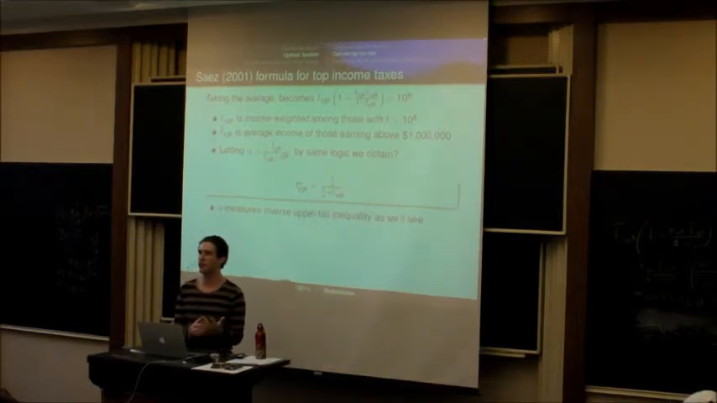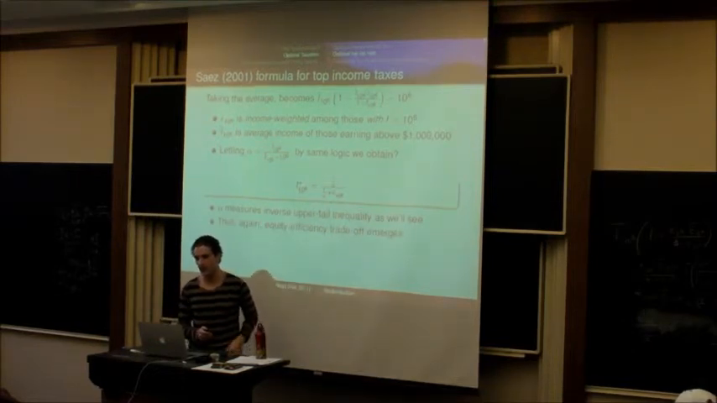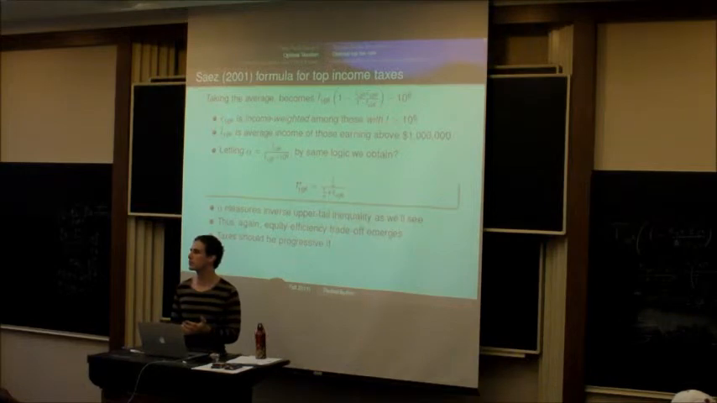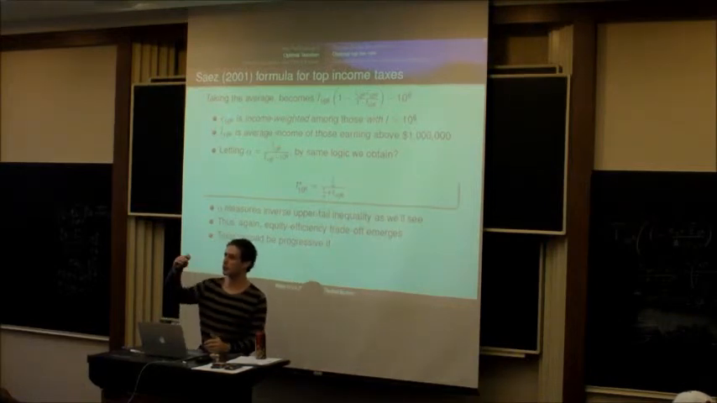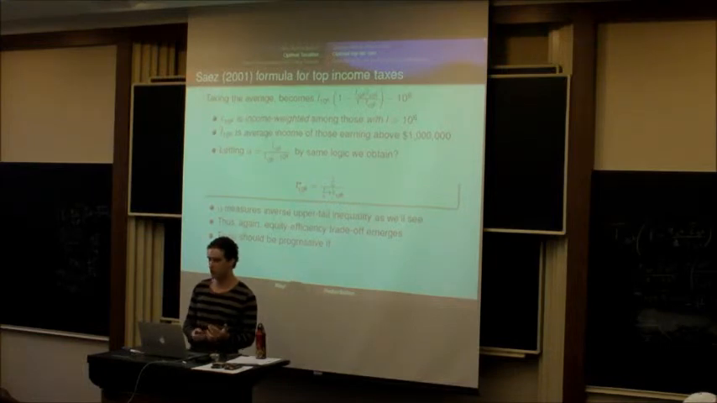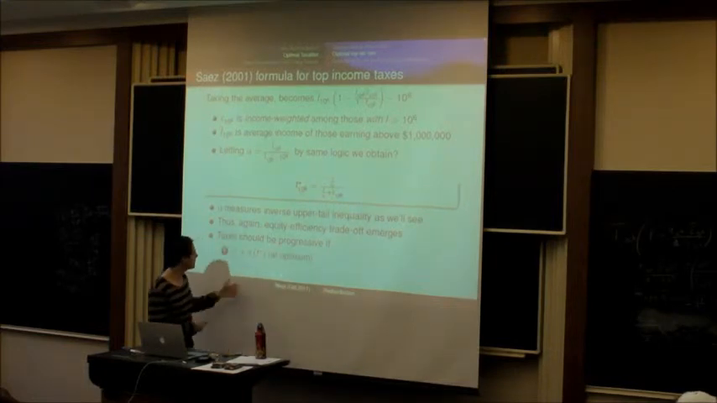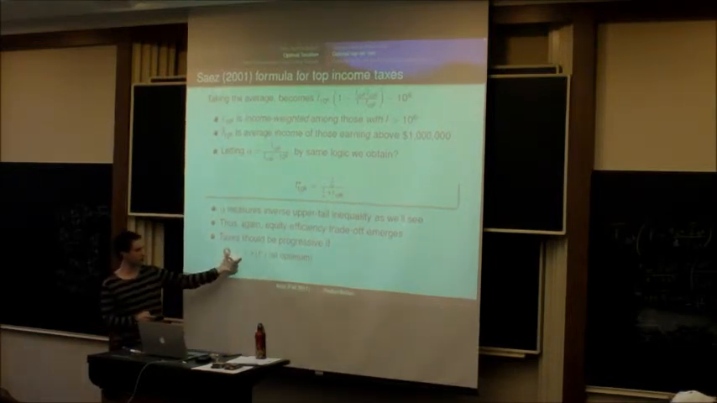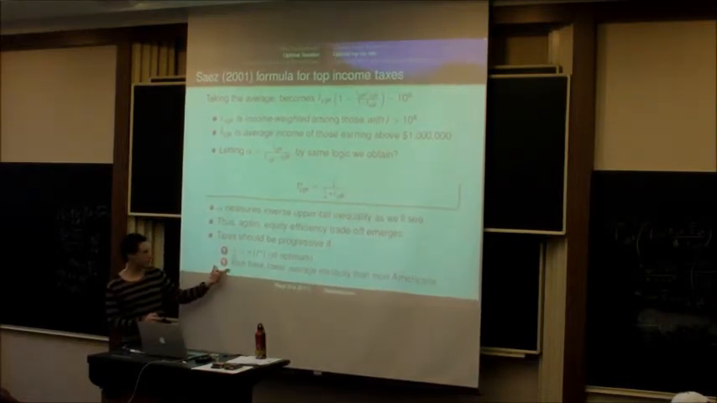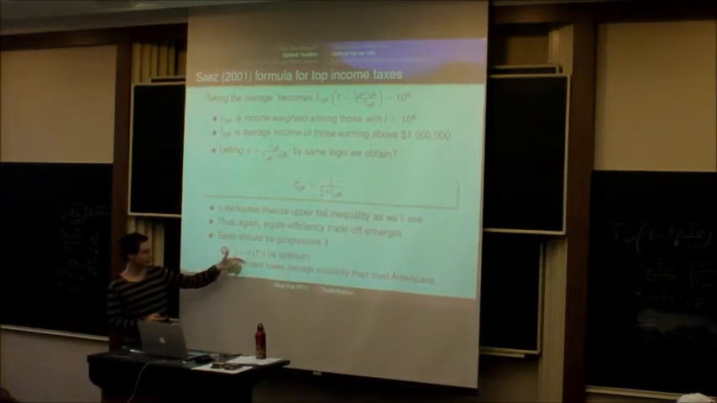The average income tax we should charge is based on the average inequality. This is based on the top income share. So again, we have the equity efficiency trade-off, and we say taxes are progressive if the amount that we charge to the rich is greater than the average rate that we charge. So taxes should be progressive if the top income share is greater than the Gini, basically. And taxes should be regressive if the reverse happens.